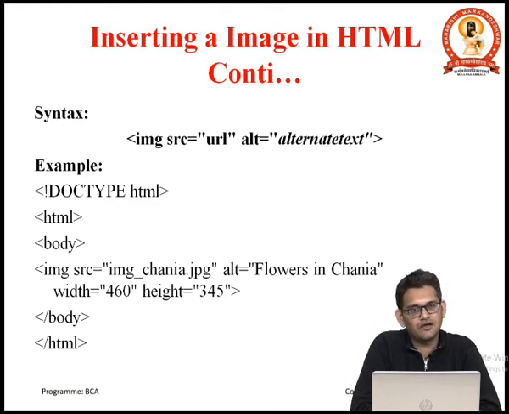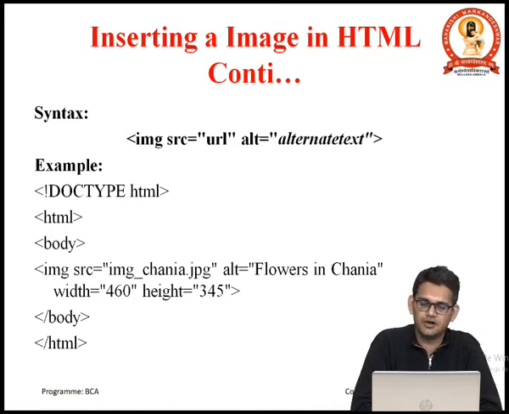So, we need to provide here flower.jpg. The next one is the alternative text. Here we need to write what type of image it is, for example a flower image or any other image. So, we need to provide the detail of the image. Now let us see an example of how we can add an image to our HTML content.